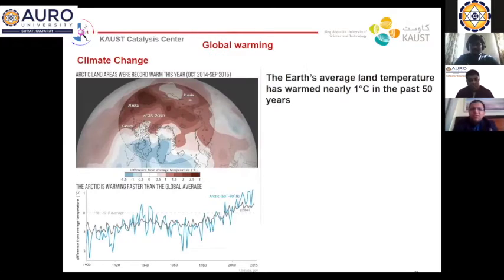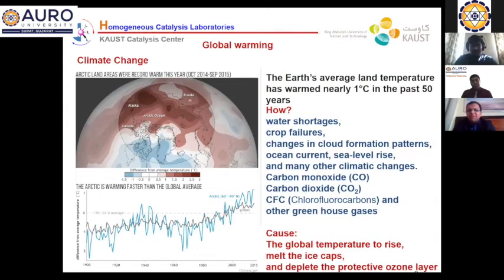Okay, global warming happens due to climate change, and most of us know that the Earth's average land temperature has risen nearly 1 degree Celsius, and this needs to be seriously considered. If the temperature of the Earth increases by 1 degree Celsius, what are the problems? What is the reason?